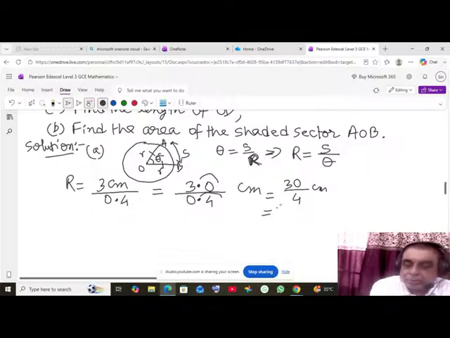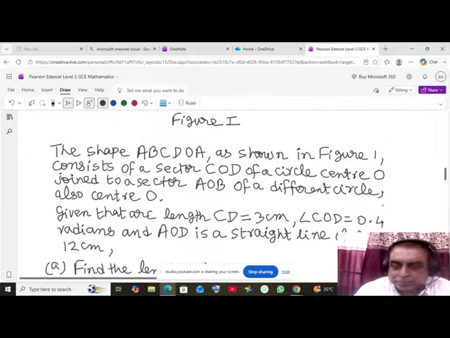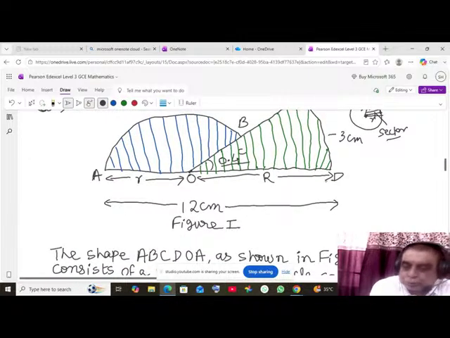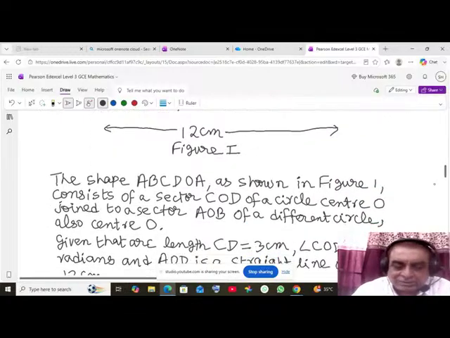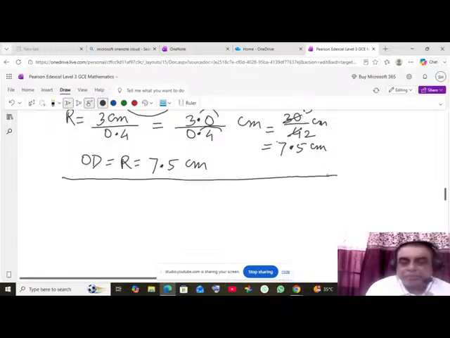Now you divide 30 by 4. First divide by 2, we get 15 on the top and 2 at the bottom. 15 divided by 2 is 7.5 centimeter. So the radius of the larger circle is 7.5. That is the length of OD, which was asked in the A part. So the OD length is 7.5 centimeters. That is the answer of the A part.